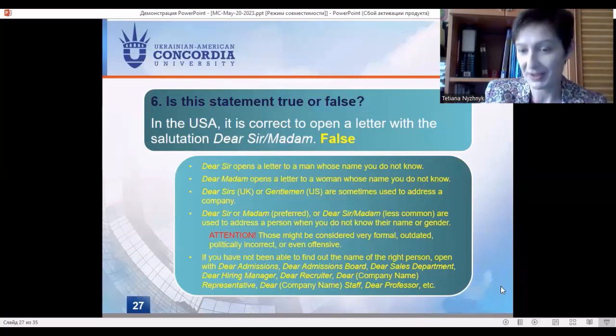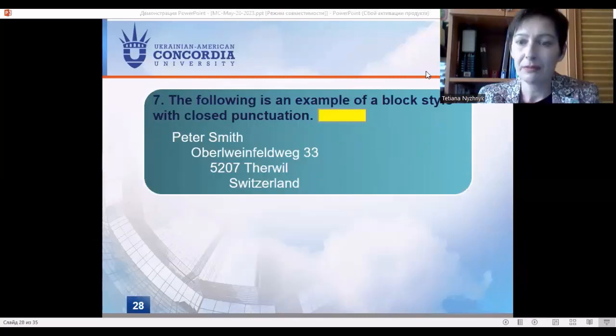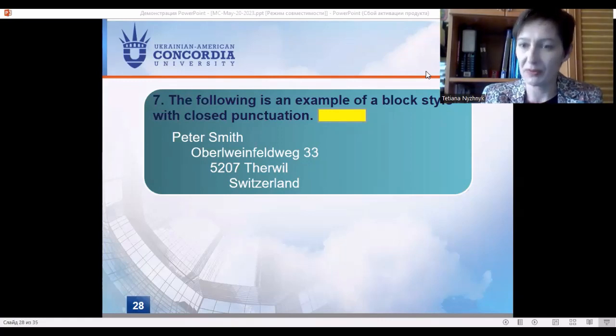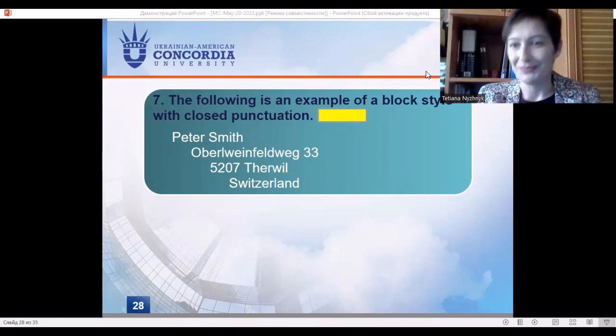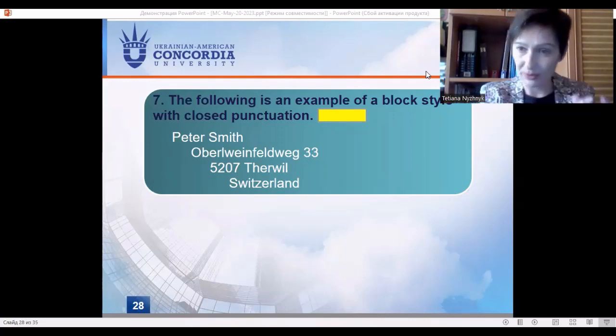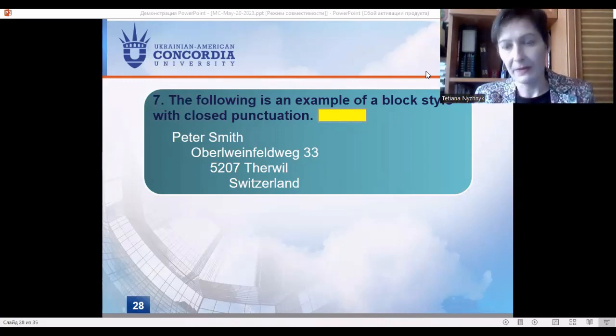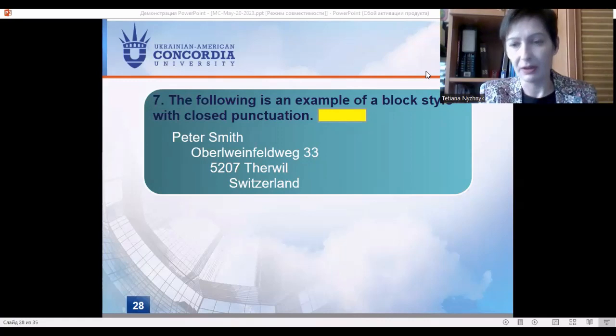Let's move on to question 7 now. Now, let me read the 7th question for you. The following is an example of a block style with closed punctuation. Obviously, you have to identify whether the statement is true or false. There are 2 questions in one. One deals with the format, the block style, and the other is about the punctuation style used in this fragment, which is written in white fonts.